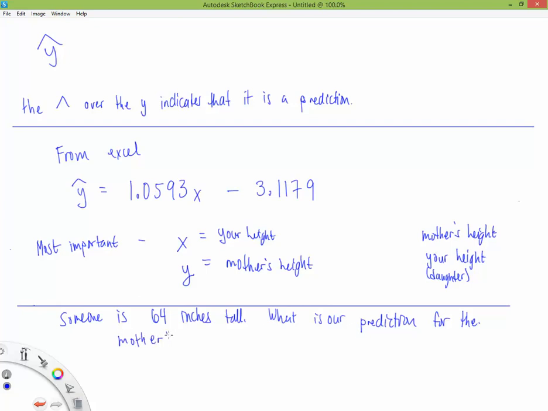Okay, so my x is equal to 64. What I'm going to do is plug 64 into x and use this to get a value for y. So you'll need your calculator. I'm going to do 1.0593 times 64 minus 3.1179. The result I get there will be my y hat, or my prediction for the mother's height.